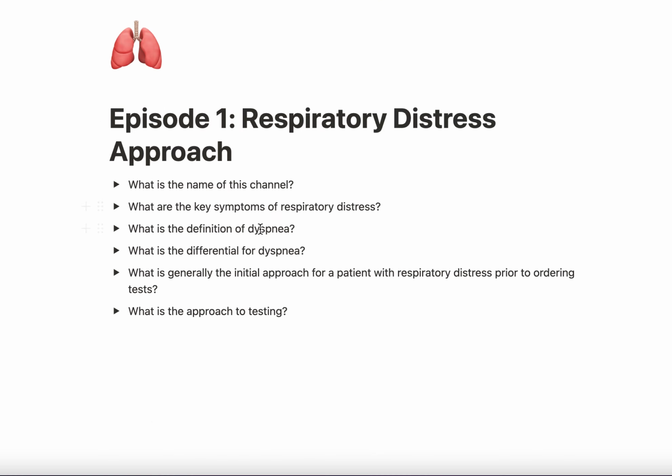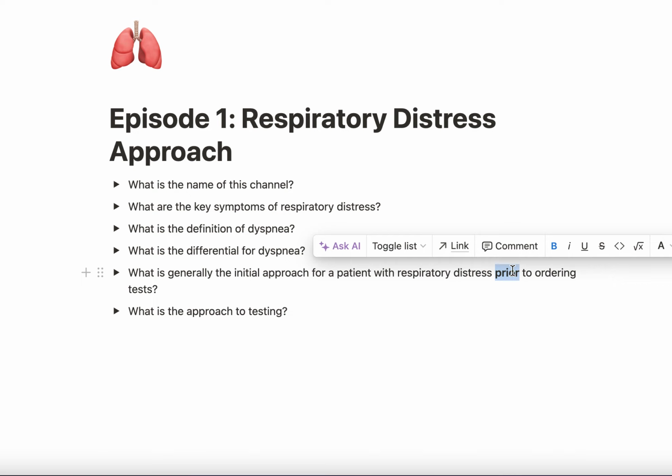Now, we've thought about these before, and I would recommend that you also revisit some of these questions and try to see what you generate on your own independently before looking into the answers. And then what is generally the approach for a patient with respiratory distress prior, very important here, prior to actually ordering tests?